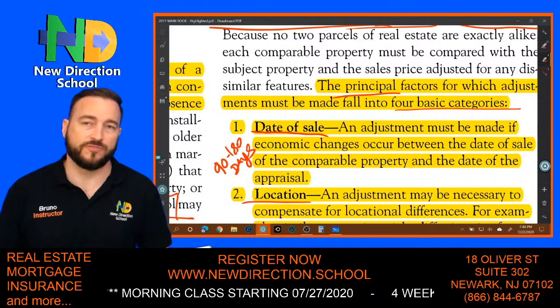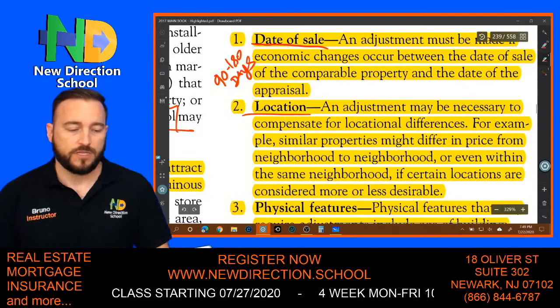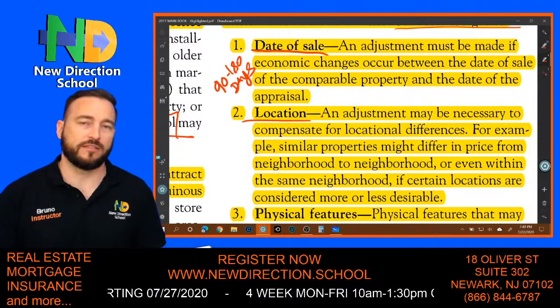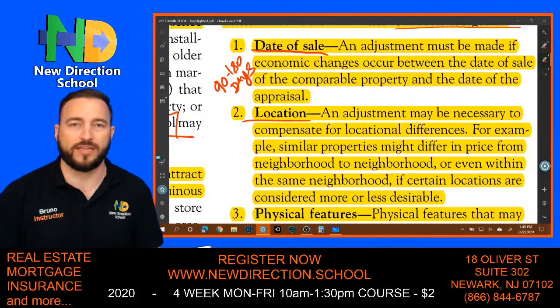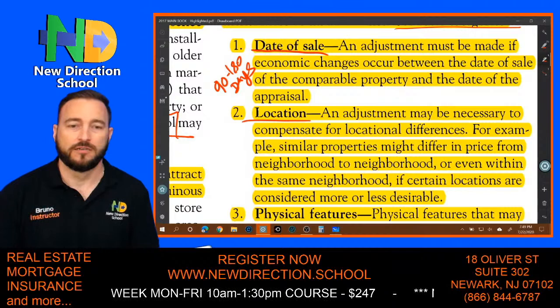The volume of sales in the past 3 to 6 months. As far as location, can I compare? I'm in Newark. Can I compare a single family, 3-bedroom, 2-bath in the middle of the Ironbound section to a single family, 3-bedroom, 2-bath down in Trenton? Can I compare? Why not? Because again, it's different markets.